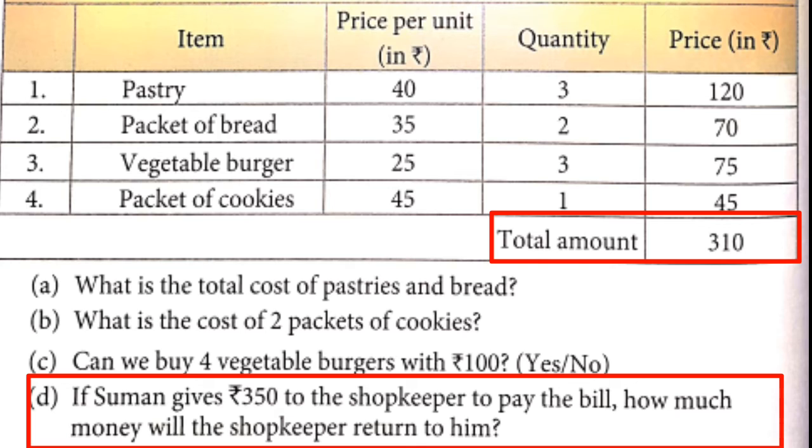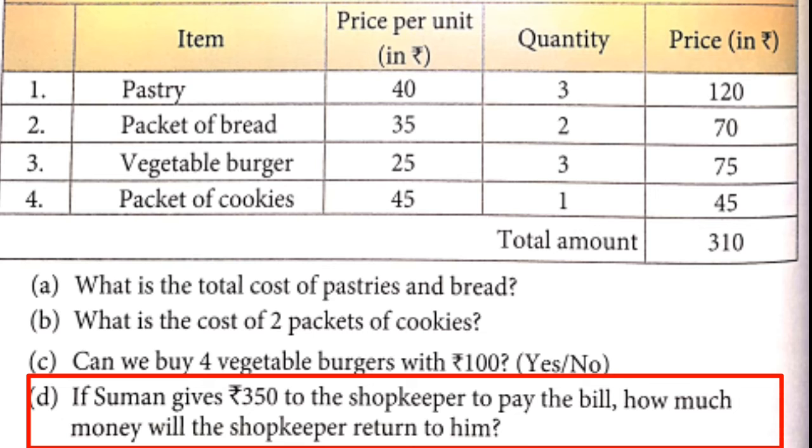So to find the answer we have to subtract. Then only we can find how much the shopkeeper will return to Suman. So the shopkeeper returns 40 rupees. So here what we have done? We have subtracted those 2 numbers, the greatest number minus the smallest number. 350 minus 310. First we have to subtract in the ones place, and then tens, and then at last in the hundreds place. So the answer is rupees 40. So the shopkeeper returns 40 rupees to Suman.